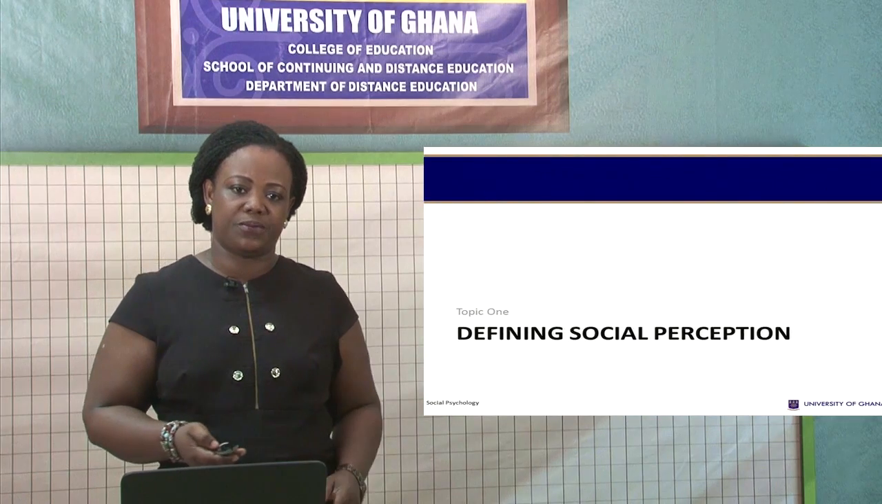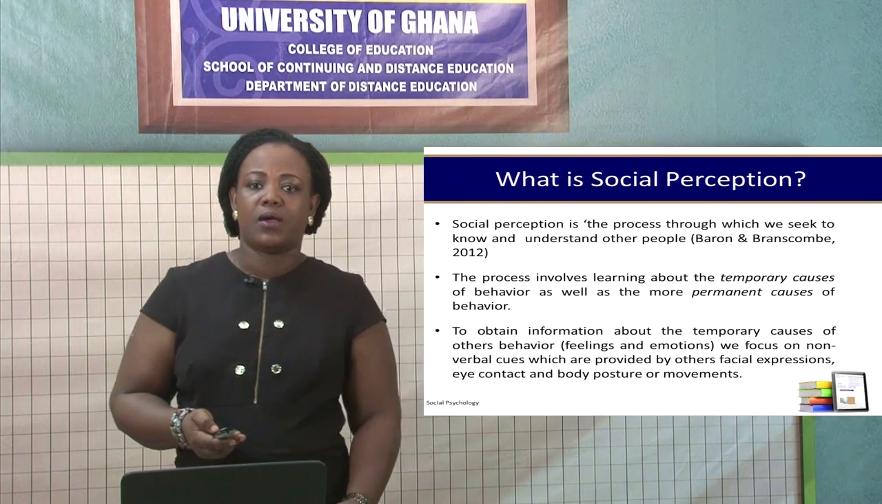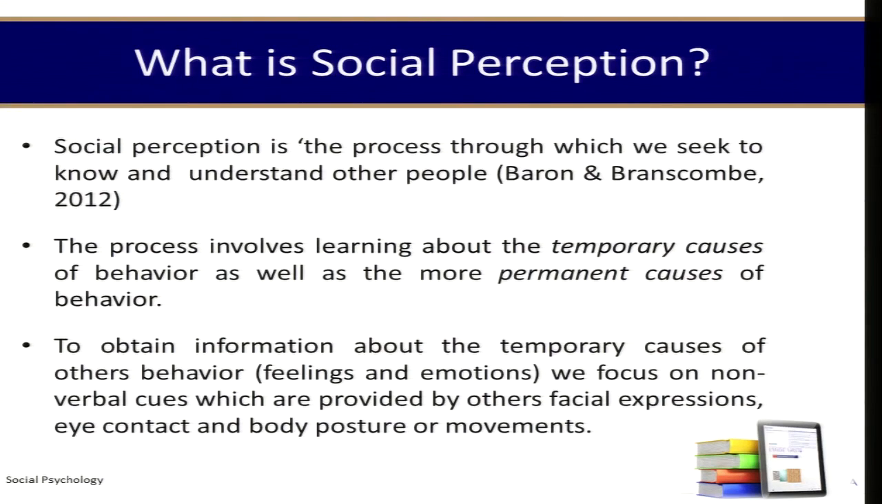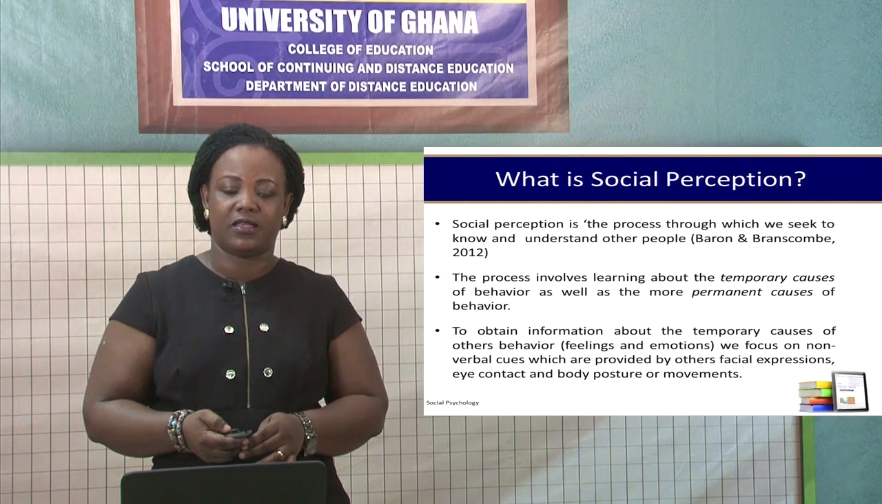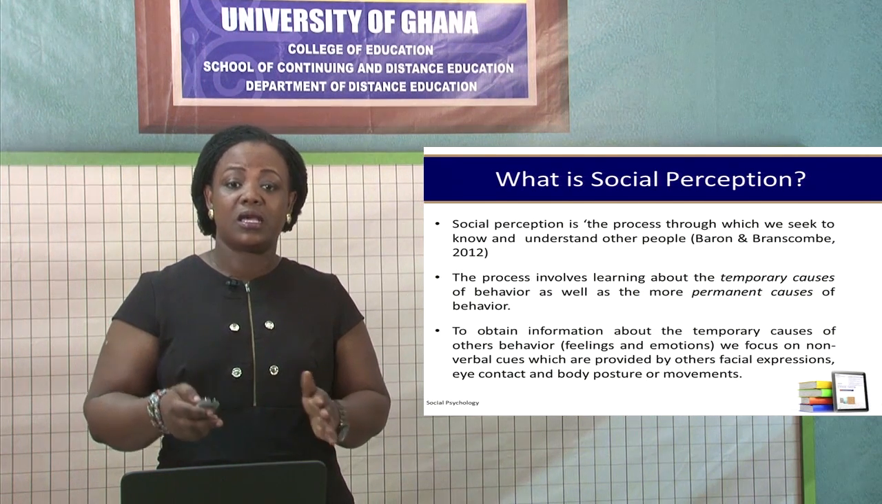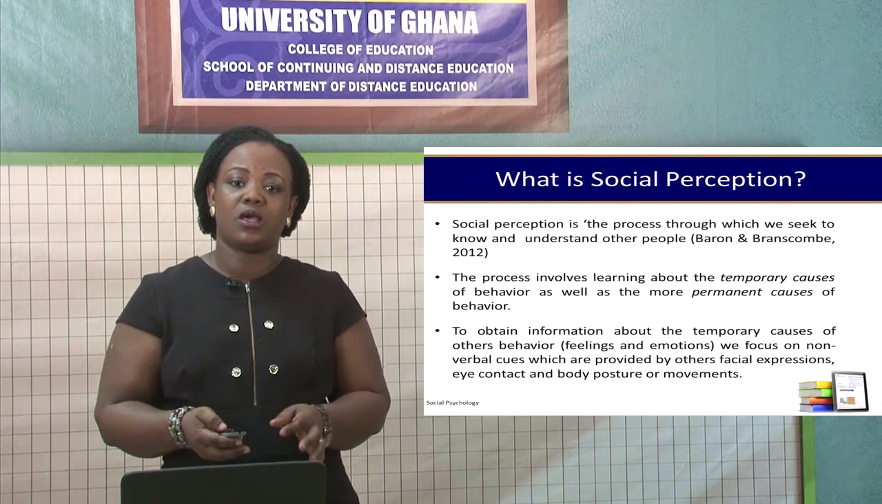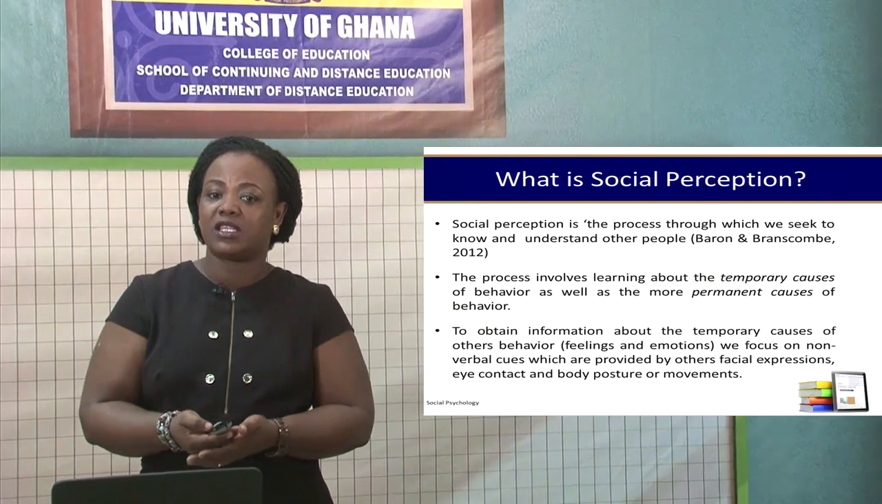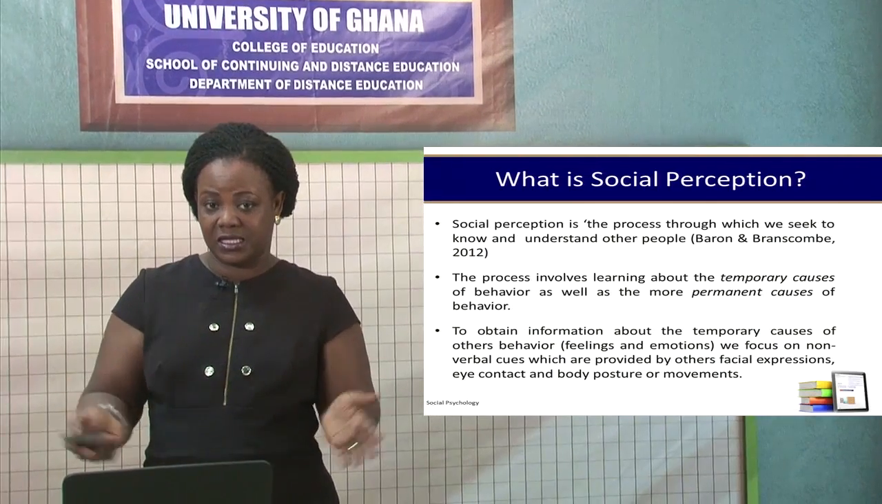So, what is social perception? We say that social perception is a process that we use to understand other persons as well as ourselves. And this process is twofold: understanding the temporary causes of behavior and understanding the more permanent causes of behavior. So we are going to have this discussion in two sessions. In this present session, we are going to focus on the temporary causes of behavior. How do we explain people's behavior temporarily?